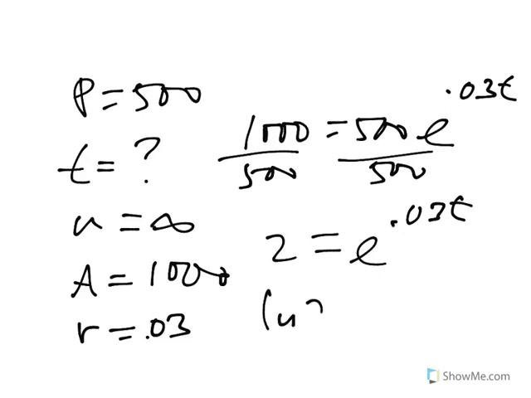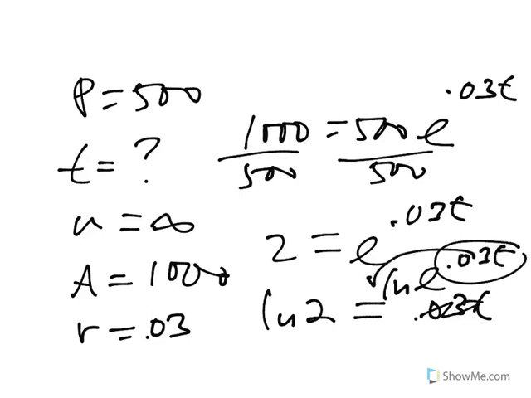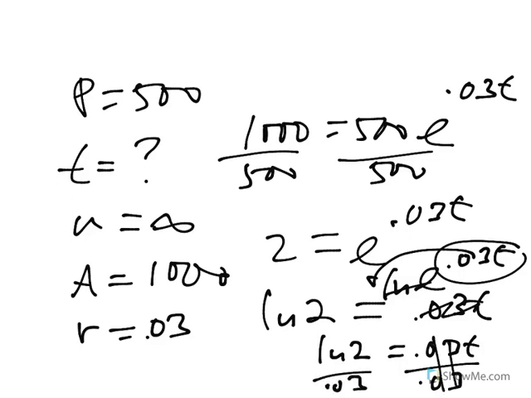Take the ln of both sides, get ln of 2 equals ln of e to the 0.03t. Bring the 0.03t down, and the ln e becomes 1. Either way, we get ln 2 equals 0.03t. Divide both sides by 0.03. This is the answer, the exact answer. But if you plug that into a calculator, you get 23.